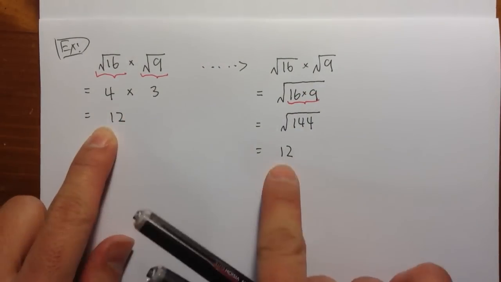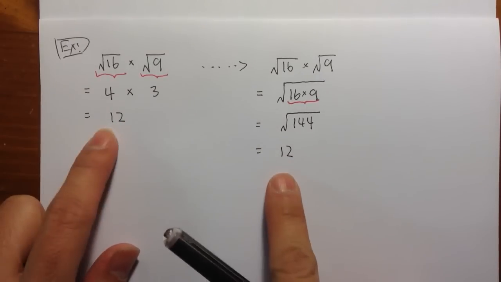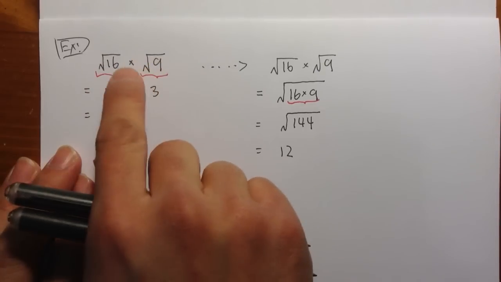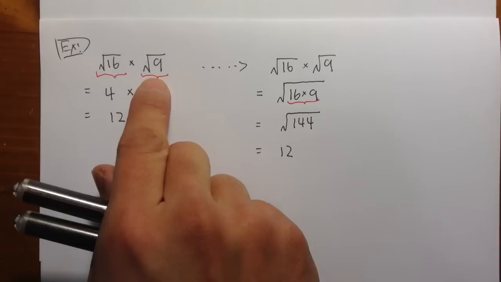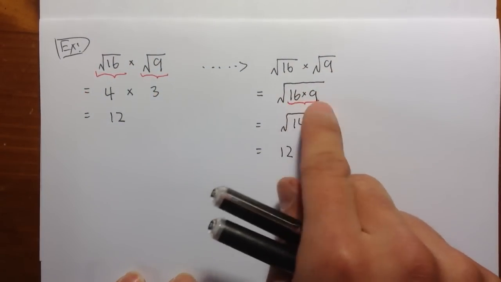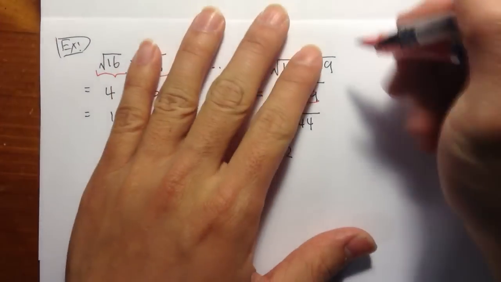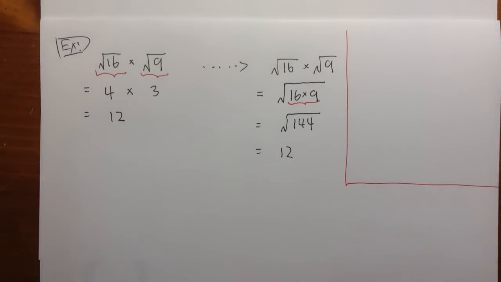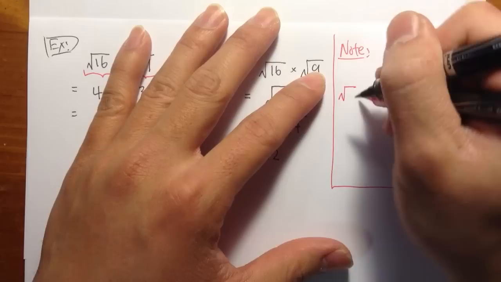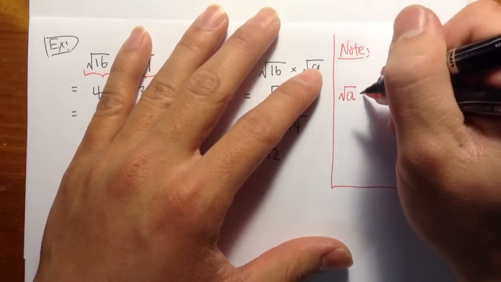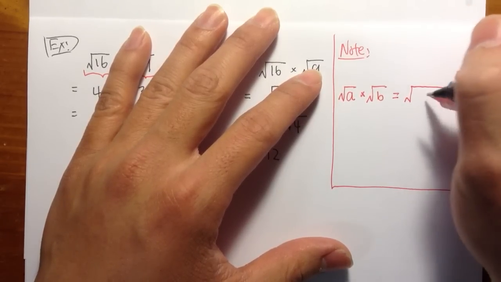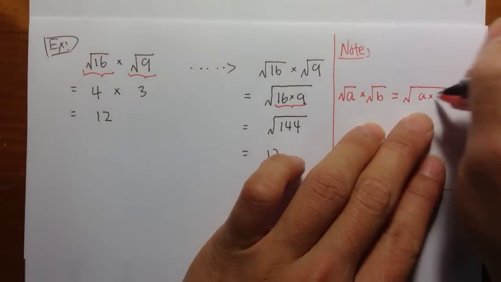As you can see, we actually end up with the same answer. So the idea is that when you have multiplication of two square root numbers, you can either do the square roots first, or you can multiply the numbers inside first. That's one of the things we can do with square roots. Let me give you a note. If I have square root of A times square root of B, we can do this as the square root of A times B, multiplying the numbers inside first.